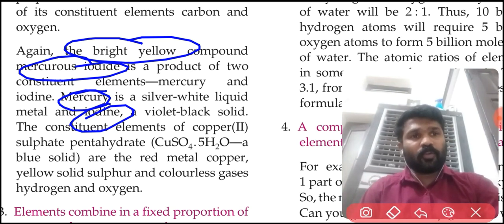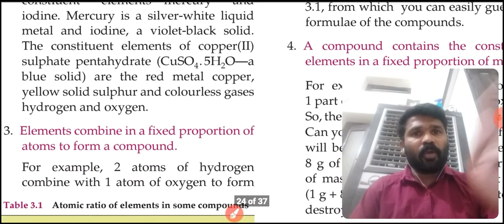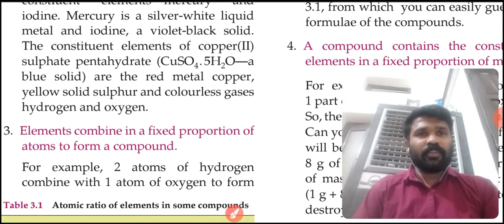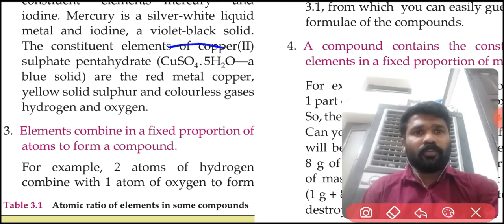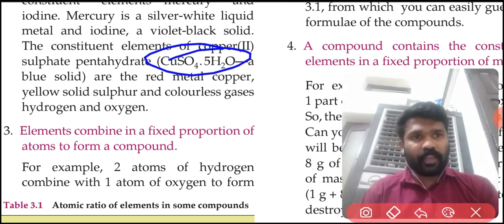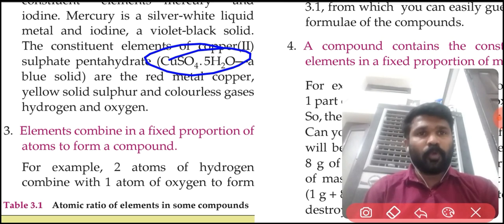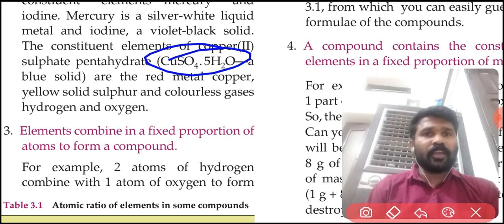Students, the constituent elements of cupric sulfate pentahydrate, CuSO4.5H2O. Underline and keep it, it's a very important chemical formula. It's a blue solid, cupric sulfate pentahydrate. Its constituent elements are the red metal copper, yellow solid sulfur and colorless gases hydrogen and oxygen.